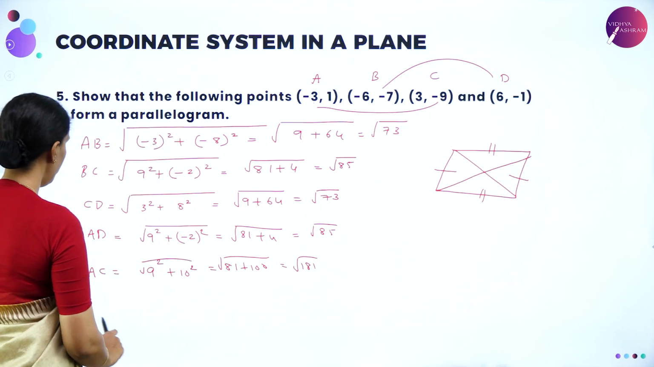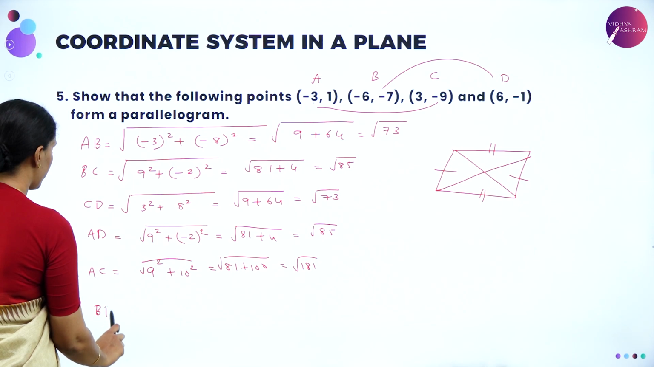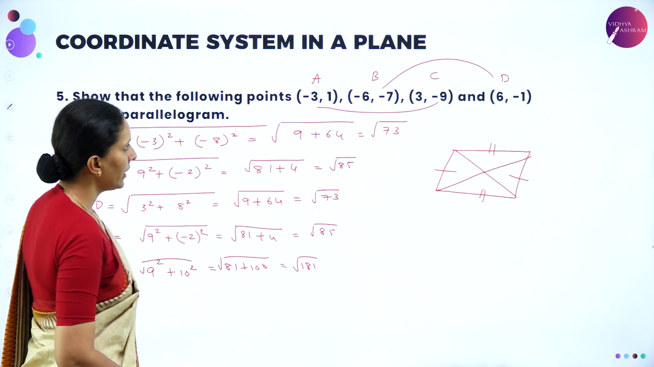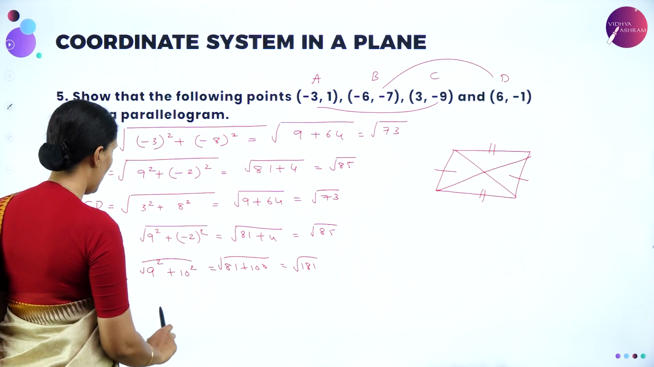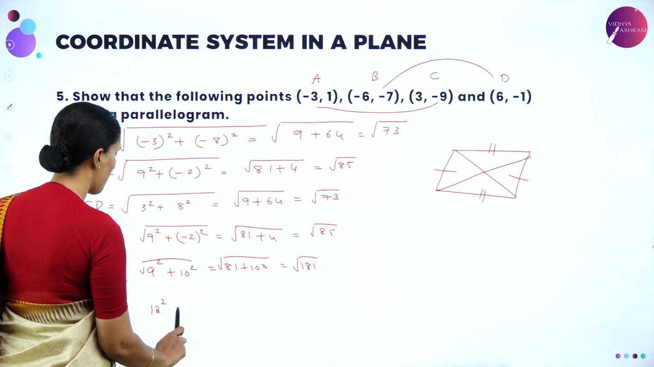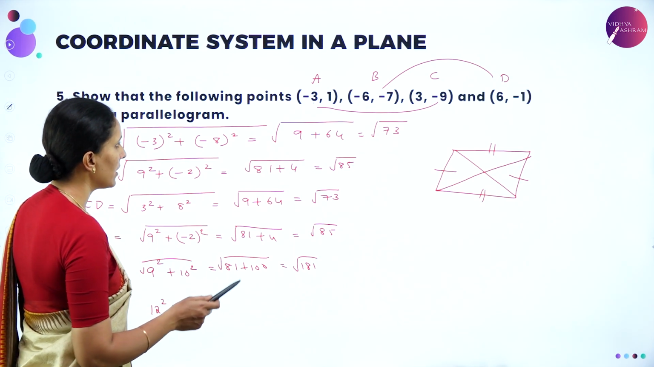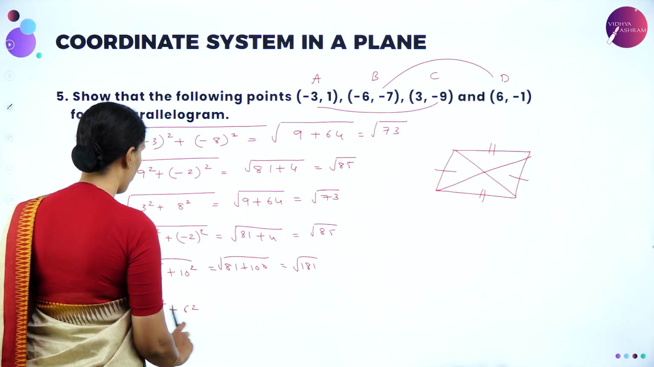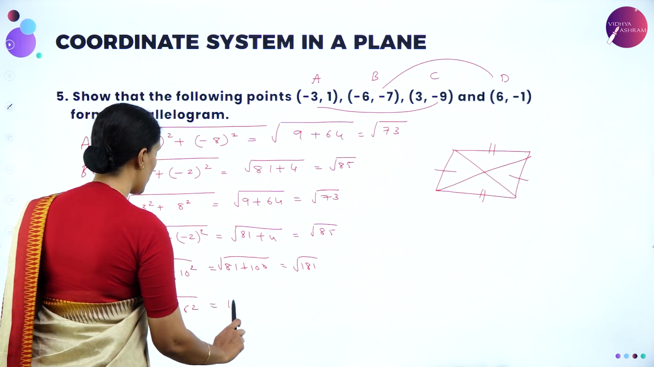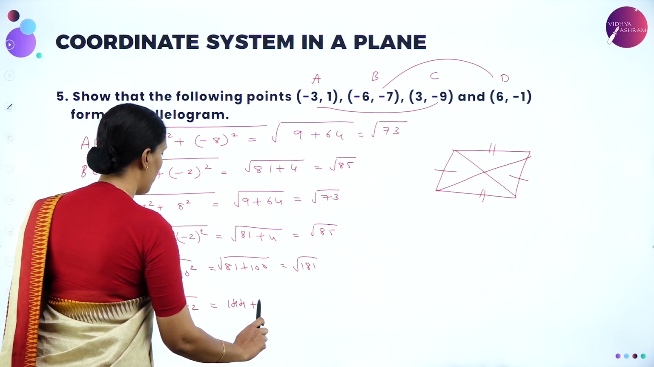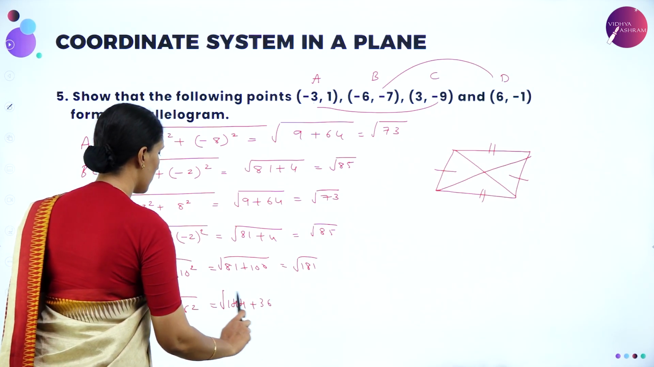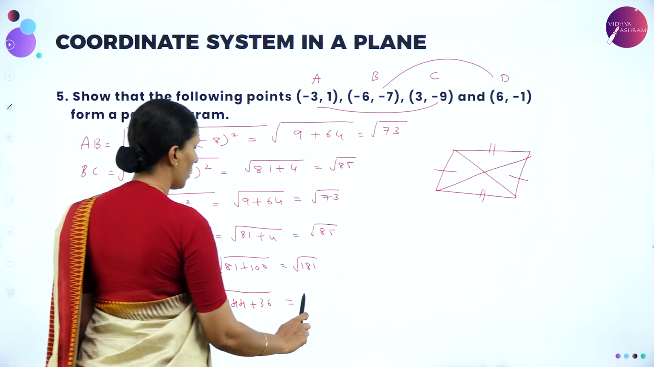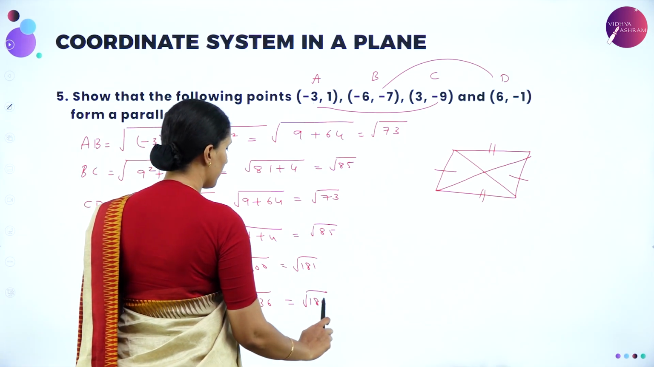Next is BD. So now BD is 6 plus 6, which is 12 square, plus minus 1 plus 7, which becomes 6 square. So now this is 144 plus 36, which is equal to root 180.